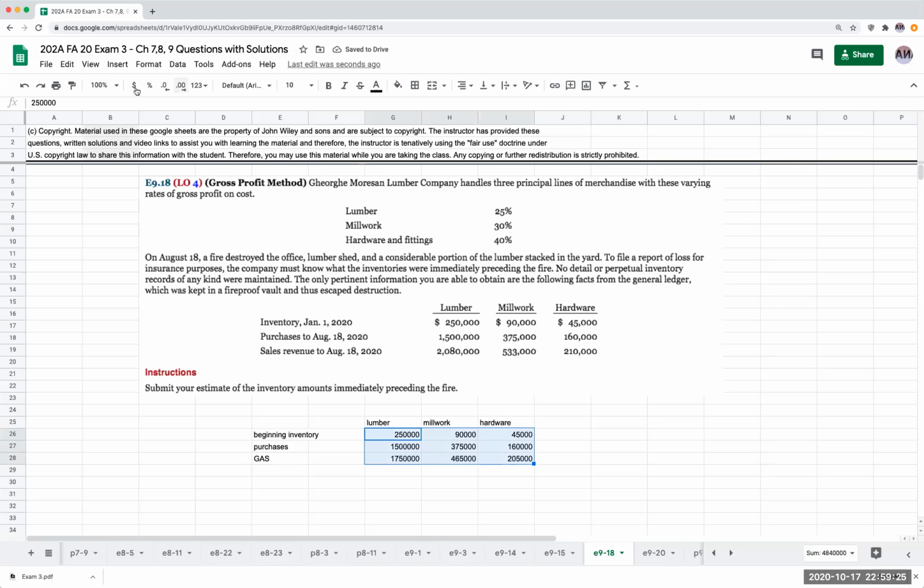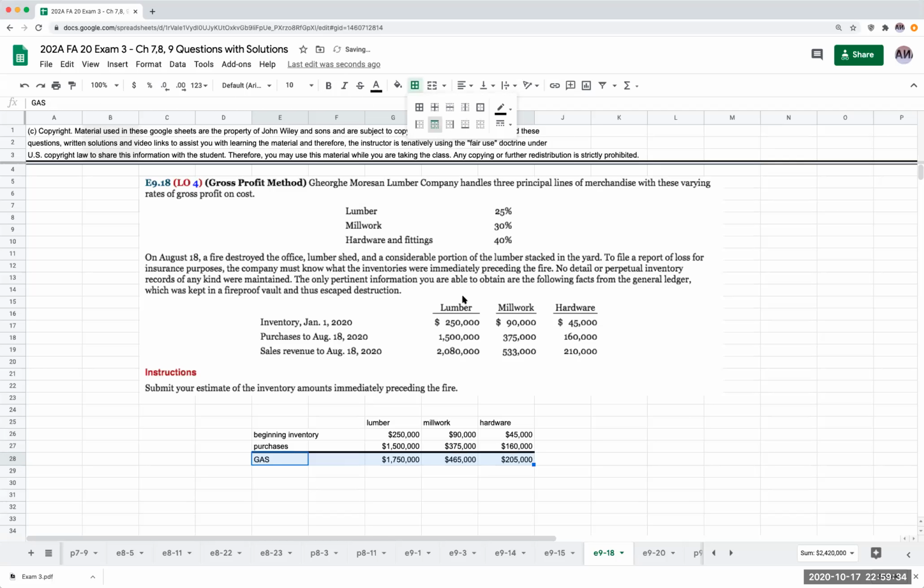Now that I've determined my goods available for sale, I need to figure out what did I actually go through and sell. So over here, my sales revenue was of lumber, millwork, and hardware. So here's what I sold.